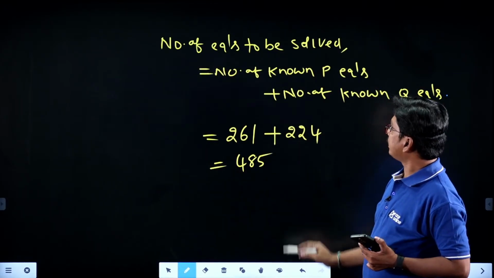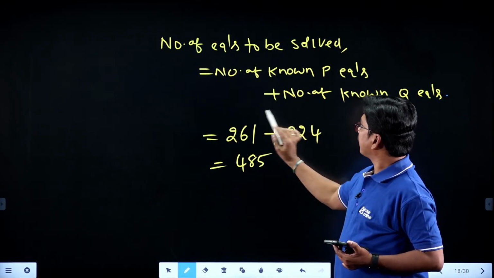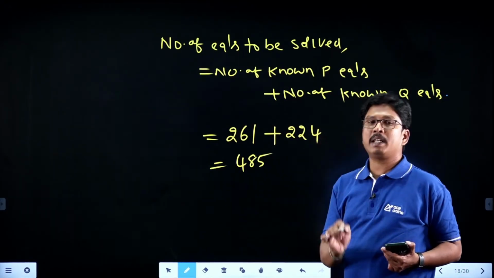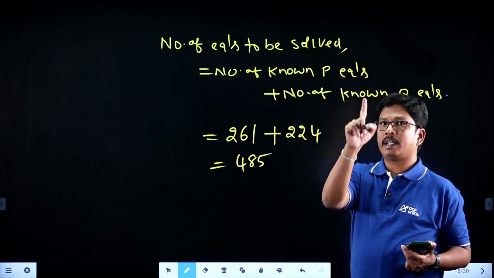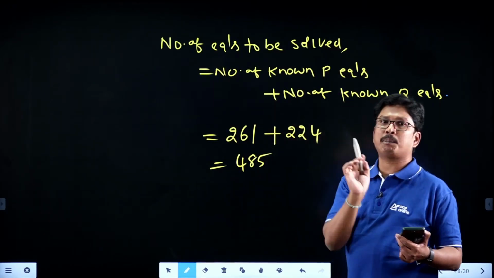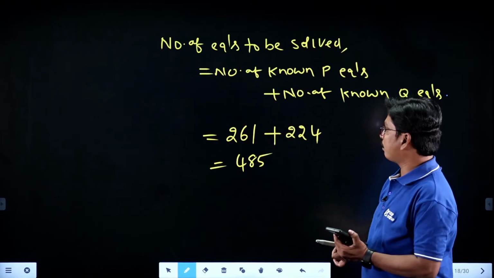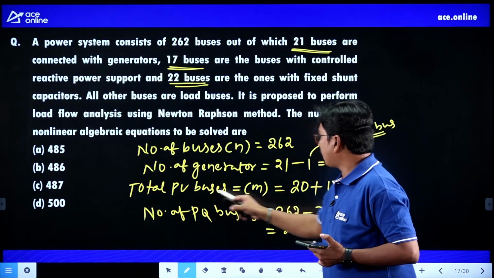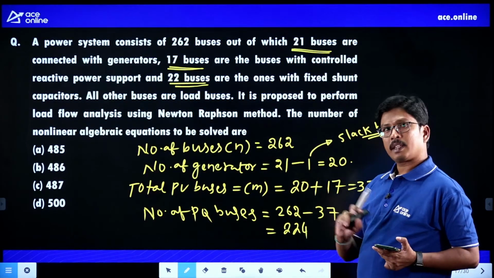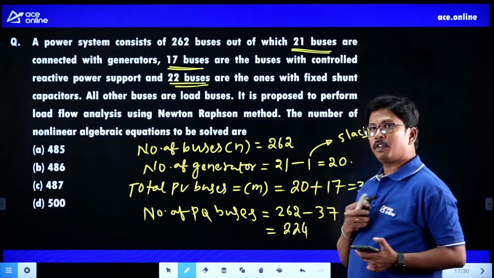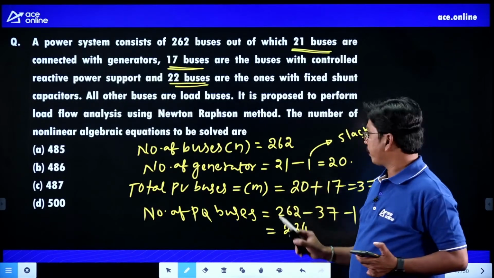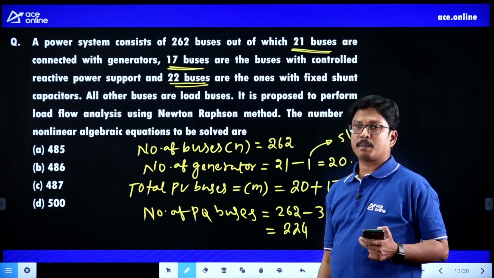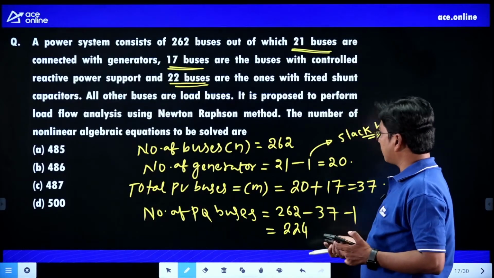Please check it, students. The number of known P equations and known Q equations. P is known at every bus except at the slack bus: at all PV buses and all PQ buses. At these 224 PQ buses, P is known. Only at the slack bus is P unknown.